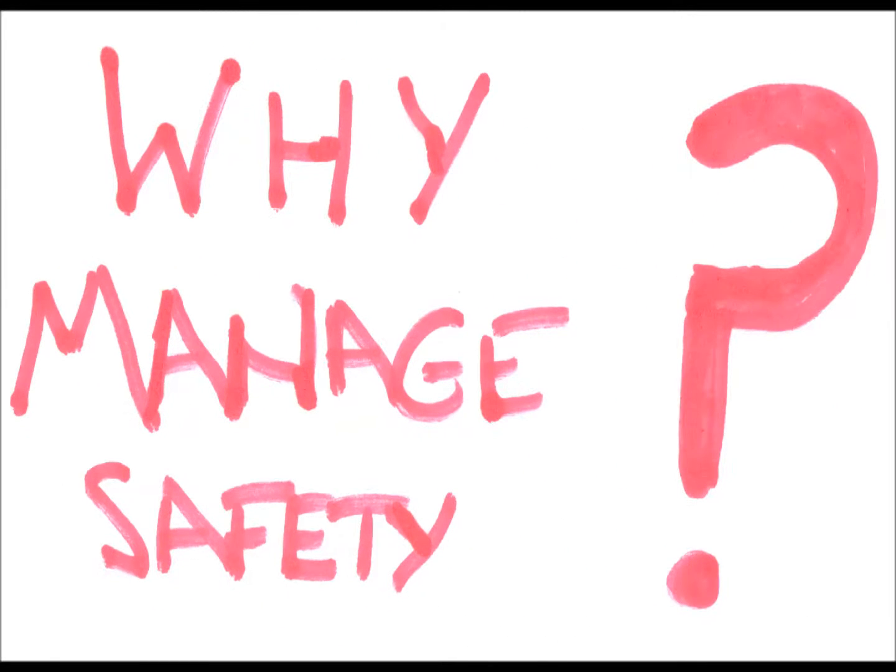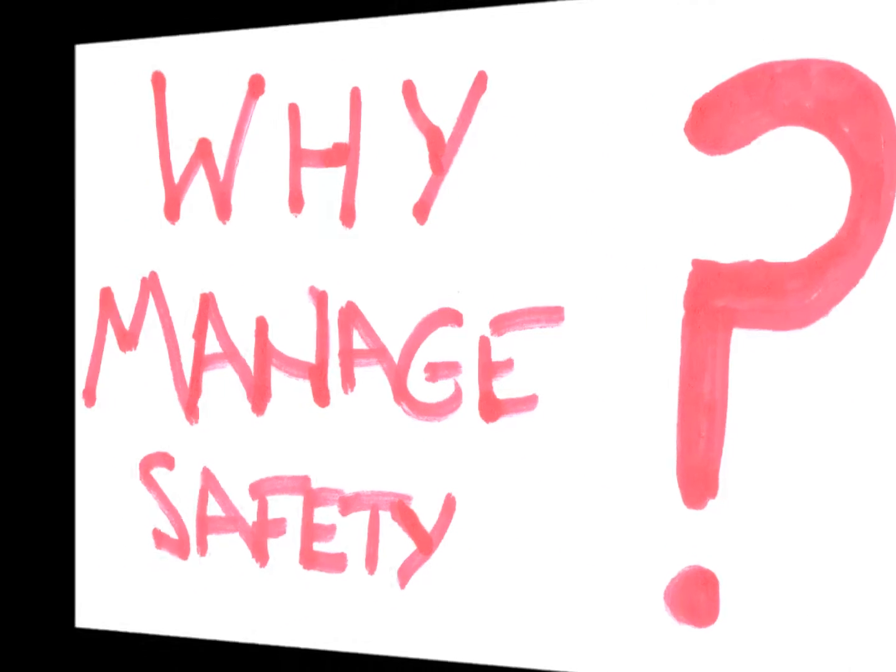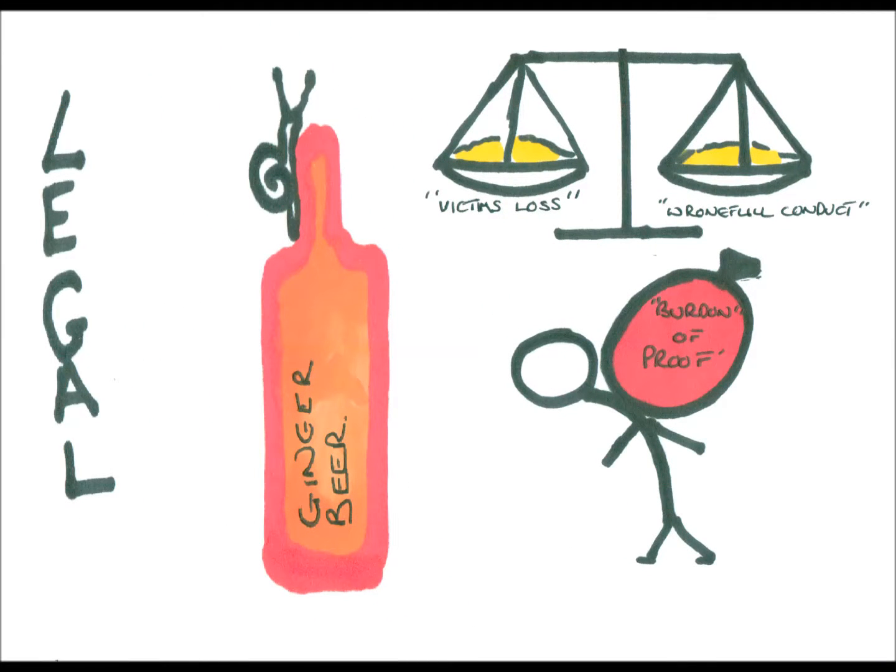Today we are going to discuss why manage occupational health and safety in the workplace. There are many legal reasons to manage health and safety. Statute law is the written law of the land. It includes primary legislation such as acts, supported by secondary legislation such as regulations or orders. In health and safety, the primary act is the Health and Safety at Work Act 1974. This is supported by secondary regulations such as the Management of Health and Safety at Work Regulations.